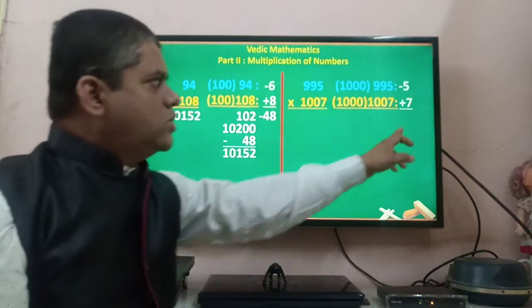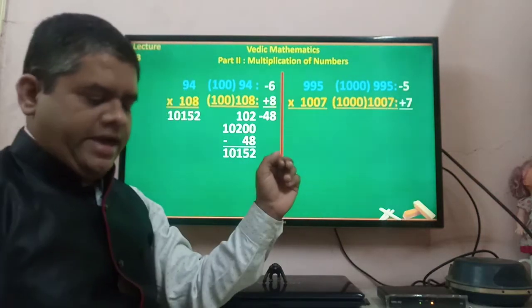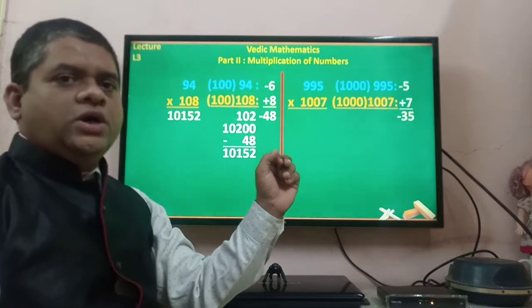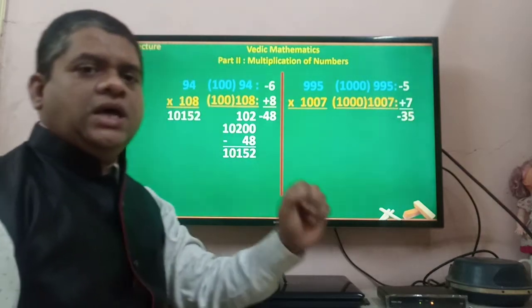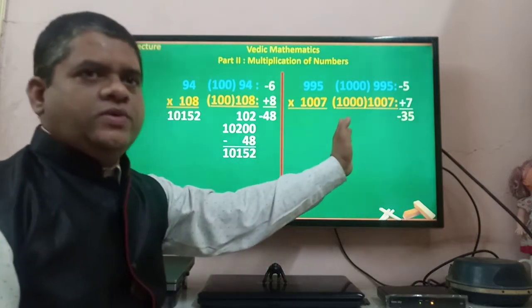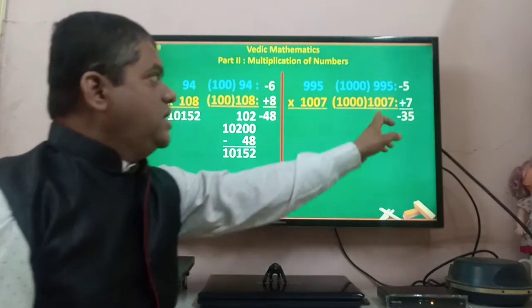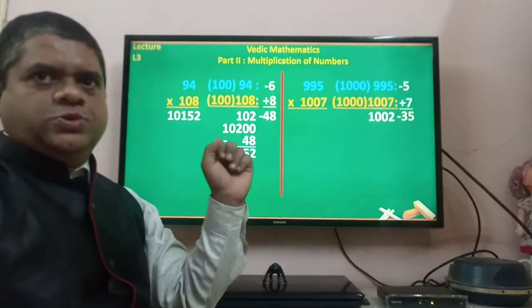Again the same process on the right hand side. In order to obtain the numbers on the right hand side, we have to multiply these two. And when you multiply 7 by 5, we will get 35. The sign is negative because the signs are opposite. Now in order to get the number on the left hand side, we have to simply add or subtract. If you do 1007 minus 5, the answer will be 1002.